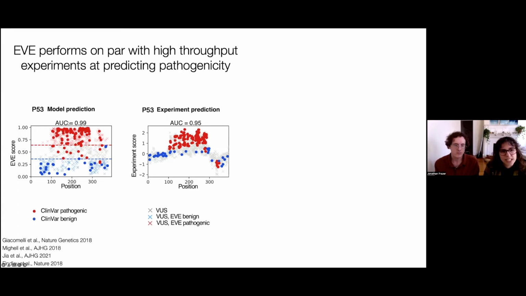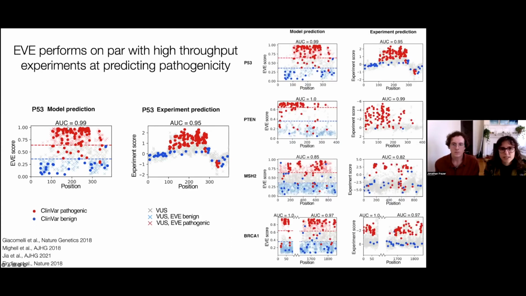So what you can see here is that the AUC for our model is slightly higher than the AUC for the experiment, and we compare against different experiments which basically have the same kind of trend. But overall, I think that the most important message is that we compare on par with experiments.